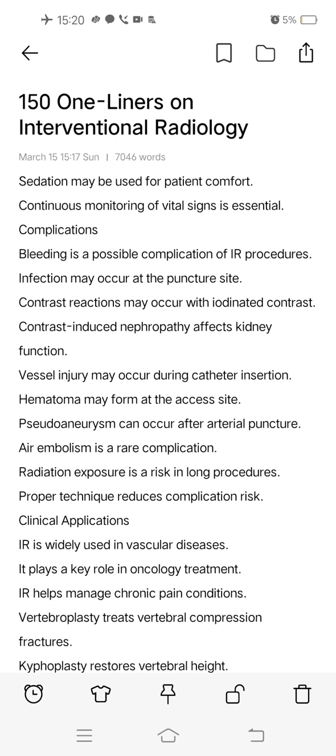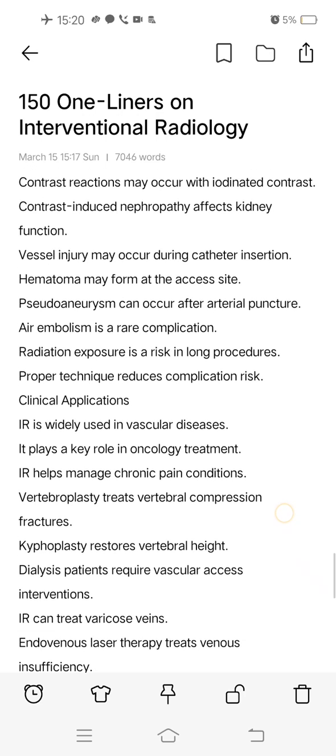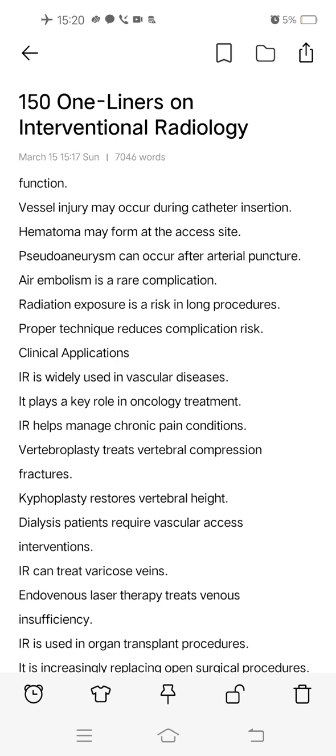Pseudoaneurysm can occur after arterial puncture. Air embolism is a rare complication. Radiation exposure is a risk in long procedures. Proper technique reduces complication risk. Next point, clinical applications. Interventional radiology is widely used in vascular diseases. It plays a key role in oncology treatment.